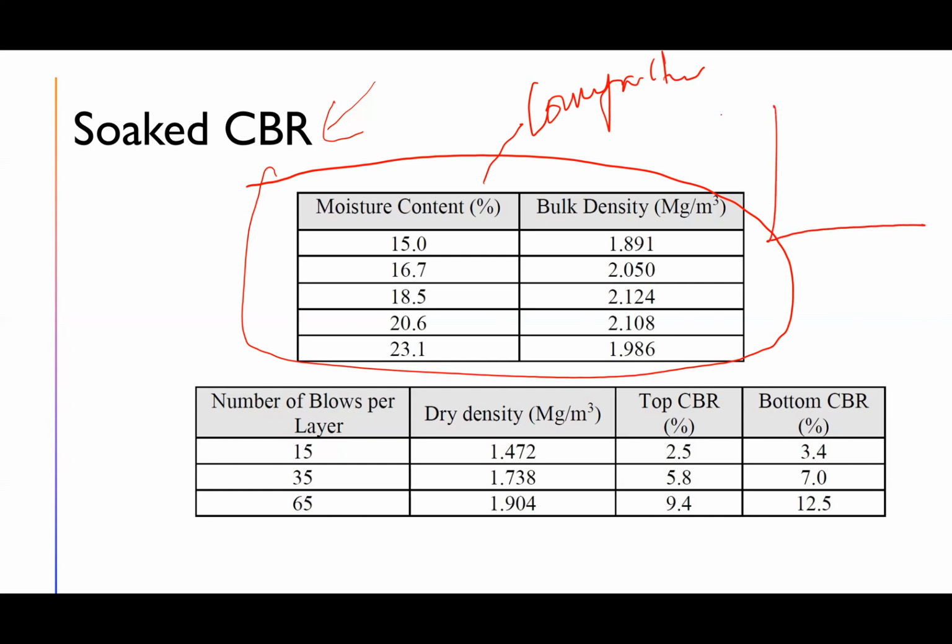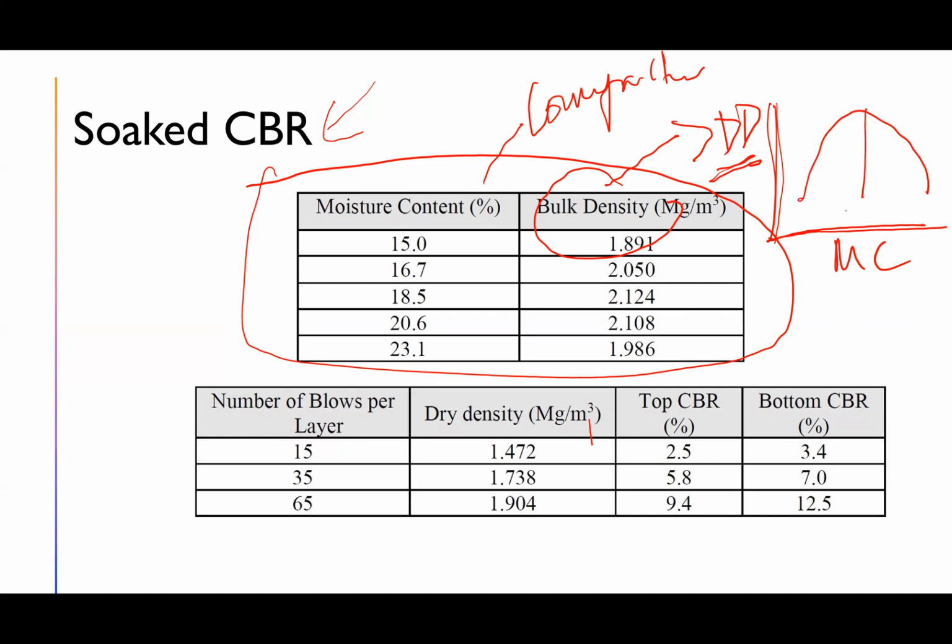We need to convert the bulk density into dry density. Then you can plot dry density against moisture content and get the value of the OMC and also the MDD. And this one is the data from the CBR test.